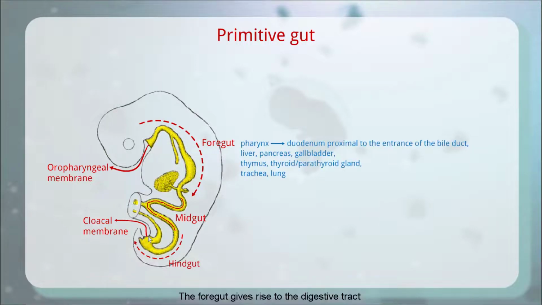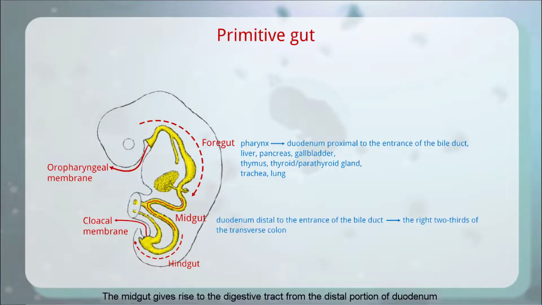The foregut gives rise to the digestive tract from the pharynx to the proximal portion of the duodenum, and the liver, pancreas, and gallbladder. The primitive pharynx is the beginning of the foregut, so the organs derived from the primitive pharynx are all derivatives of the foregut, including the thymus, thyroid gland, and parathyroid gland, and so on. In addition, the foregut gives rise to the lower respiratory system, including the trachea and lung.